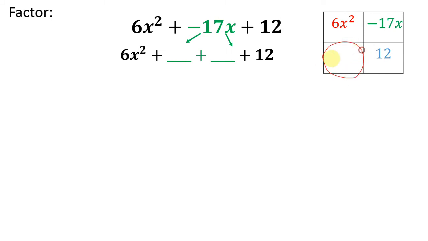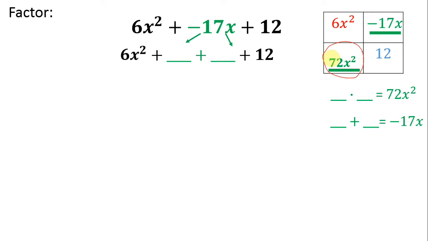What's going to go here? 72x squared will go there. How did I get 72x squared? I got 72x squared by multiplying 6x squared with 12. Then I'm going to think about two numbers that multiply to 72x squared and add to negative 17x.